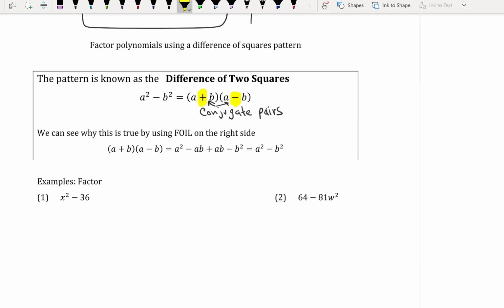And we can see that this is true by using the FOIL method. If we were to multiply a plus b times a minus b, well, you would get our first, which is a times a, a squared, so that's here. You would get your outer, which is your minus ab, which is here. You would get your inner, which is your positive ab, and you would get your last, which would be your negative b squared. So what ends up happening is you have a negative ab and a positive ab, and since those are opposite signs, they cancel out, and you're left with a squared minus b squared.